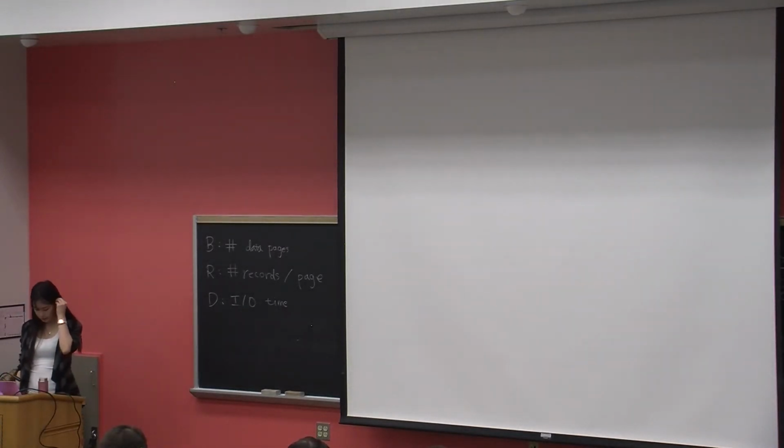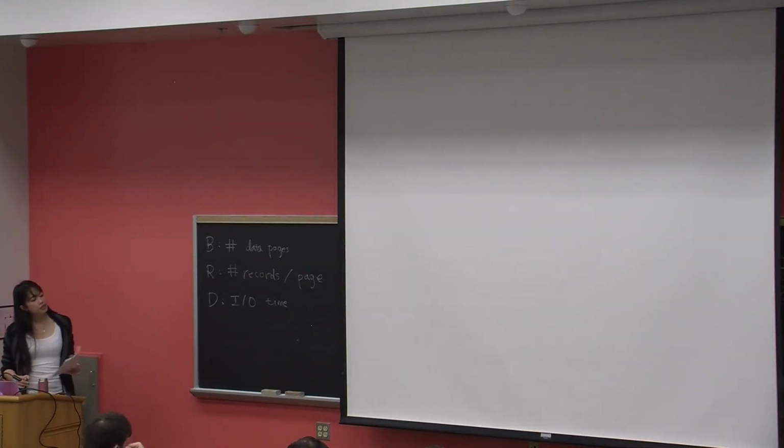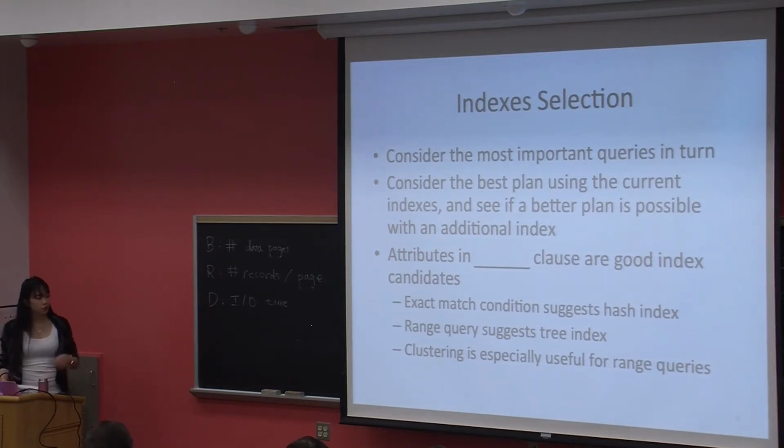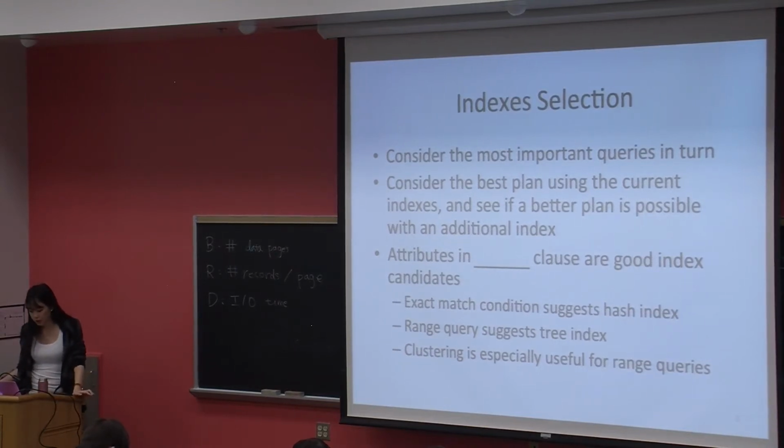So let's talk about index selection. So in different times, different applications, there will be different suitable indexes, okay, based on what kind of attribute you choose for indexing. So here we say, what we want to consider is the most important queries in turn. So in different kinds of application, a lot of times what you query the most will be different, right? For an online shop, what you query the most is different. Maybe for booking flights, then the application, the most important queries will be different. Okay? So we also want to consider the best plan using the current indexes and see if a better plan is possible with an additional index.